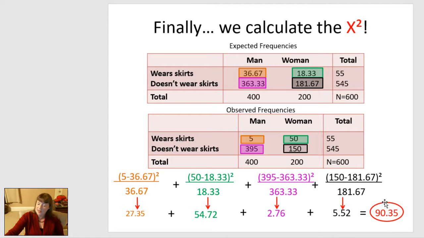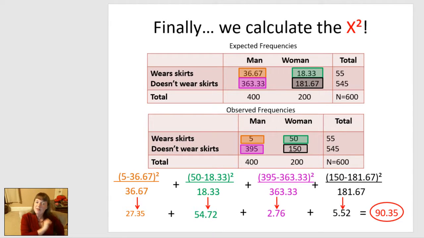This is our chi-square test statistic with 1 degree of freedom of 90.35, way bigger than the critical value of 3.84. Reject the null hypothesis. And so we can then confidently say that gender and skirt wearing are not independent. Not independent, where your gender is influencing the likelihood of whether or not you wear a skirt. Being a woman is increasing the likelihood you wear a skirt. Being a man is decreasing the likelihood that you're going to wear a skirt.